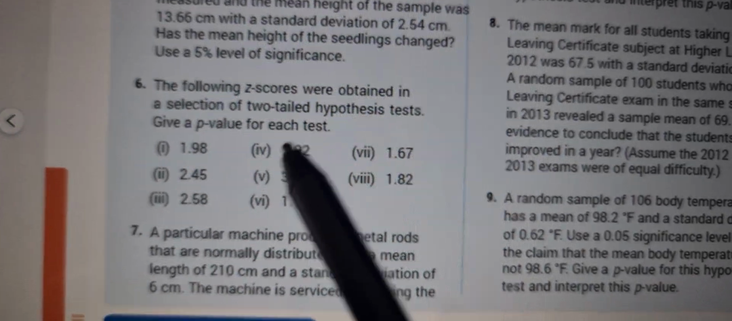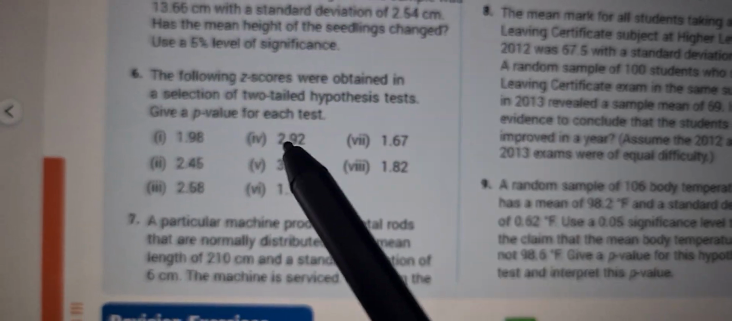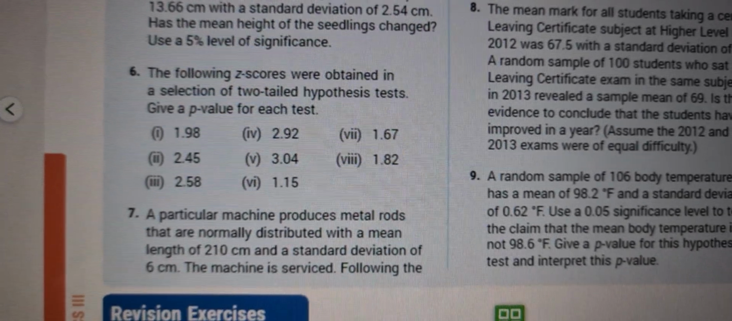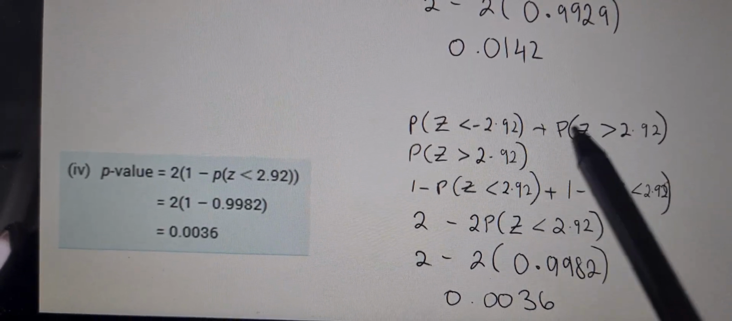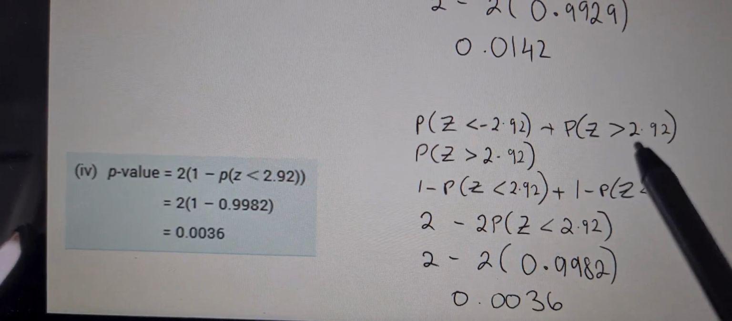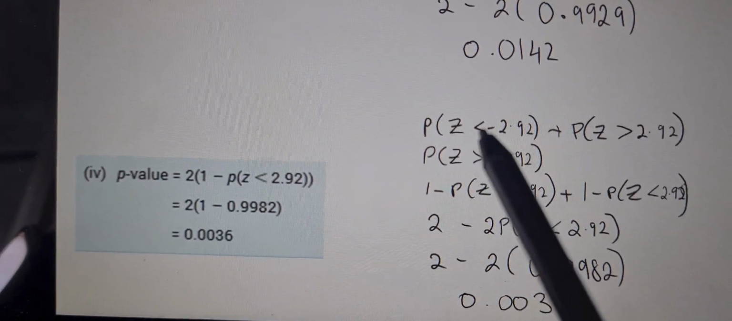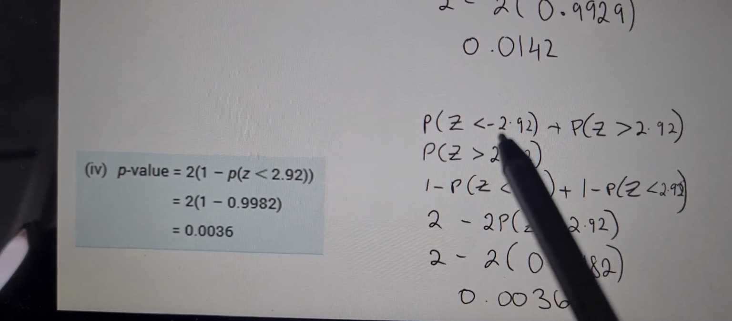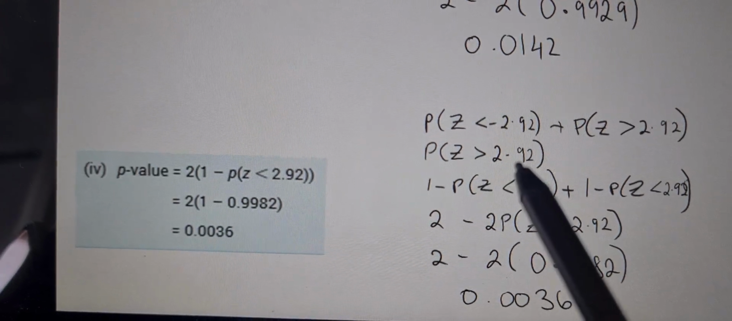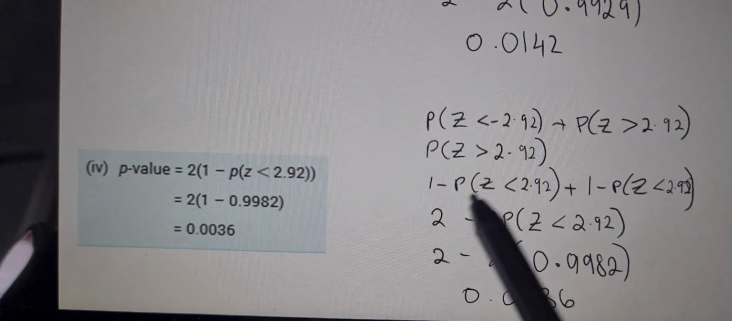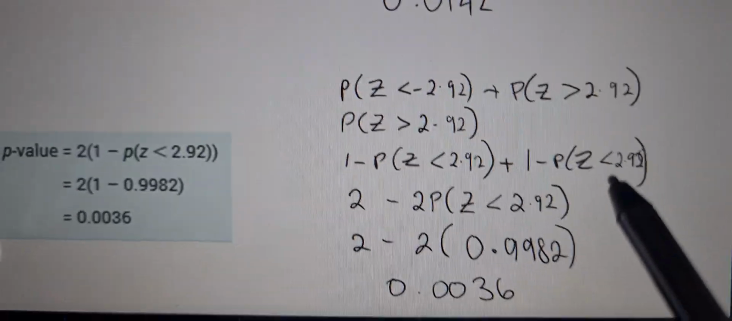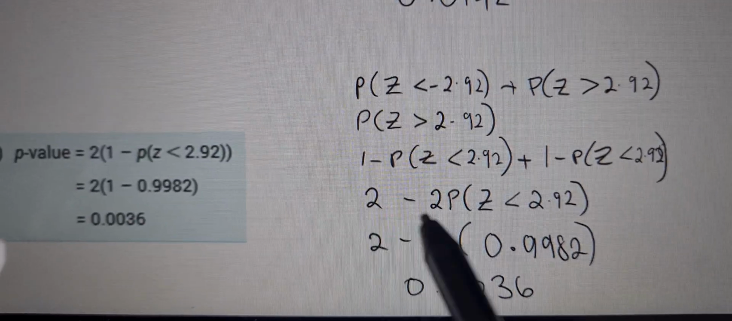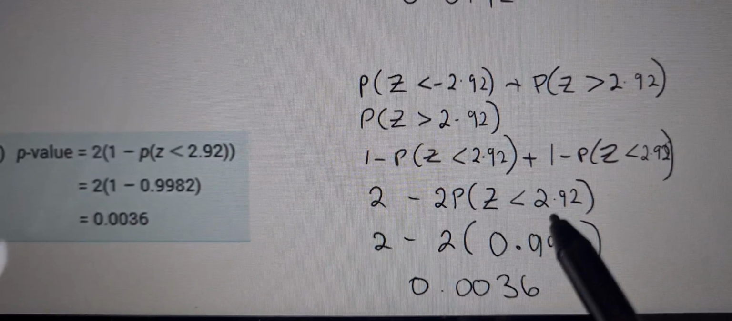Part 4 was a test statistic of 2.92. So it's going to be the probability that Z is less than minus 2.92 or the probability that Z is greater than 2.92. Again, use symmetry. Being less than minus 2.92 is the same as greater than 2.92. You can't get greater than, so that's 1 minus the probability of being less than. And the same for that, 1 minus the probability of being less than. Tidying that up, you'll get 2 minus 2 times the probability that Z is less than 2.92.